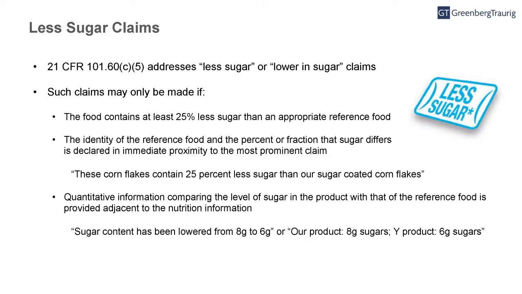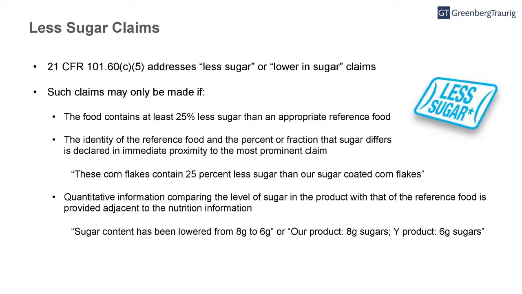While you may not make a low sugar claim, 21 CFR 101.60(c)(5) does allow for less sugar or lower in sugar claims in certain situations. You may make these types of claims only if the food contains at least 25% less sugar than an appropriate reference food. So you must have a food that you're comparing your product to. The identity of the reference food and the percent or fraction that the sugar differs must be declared in immediate proximity to the most prominent claim.